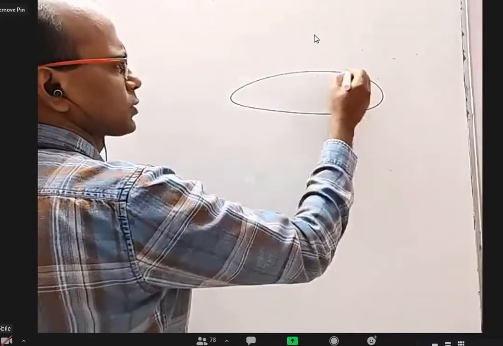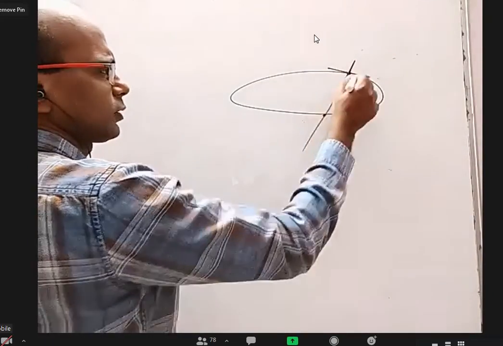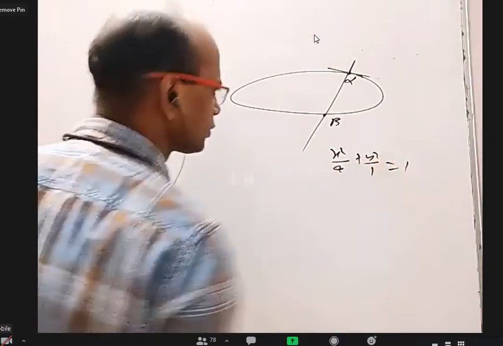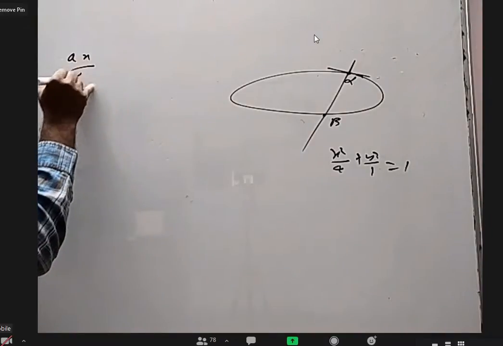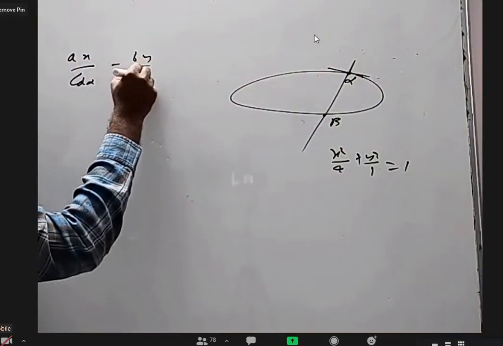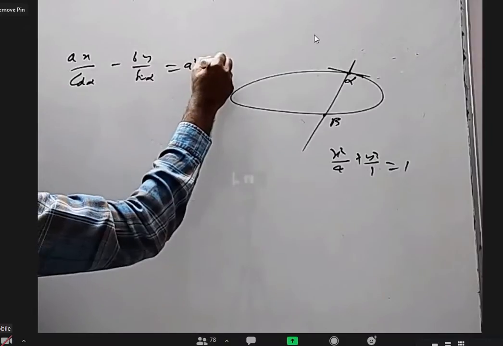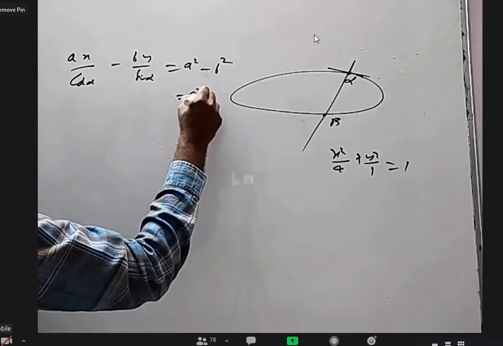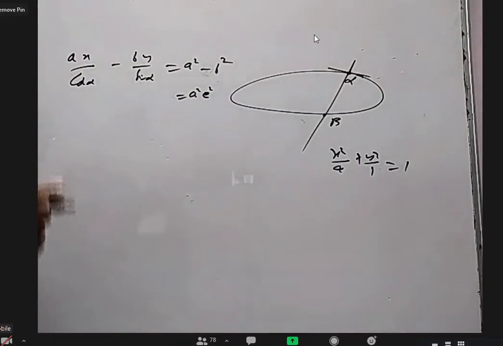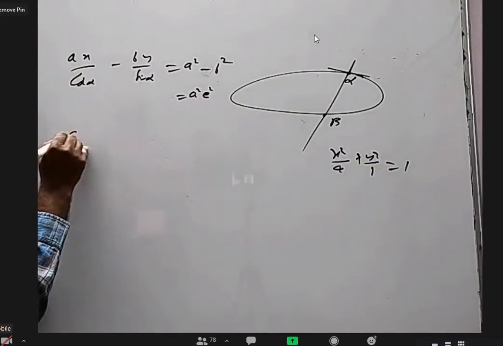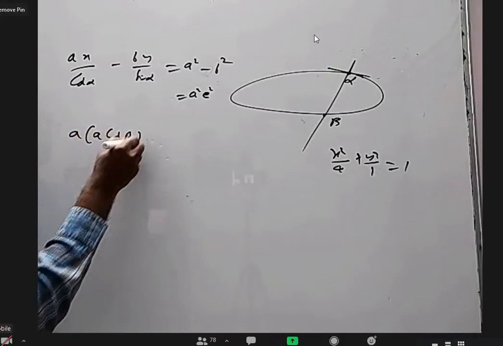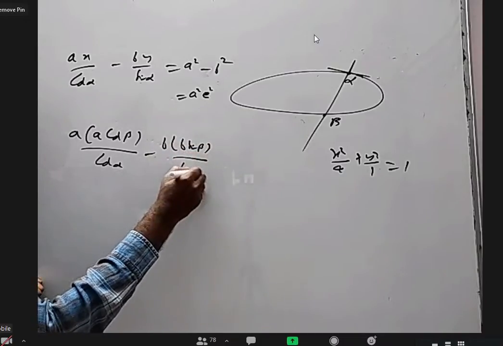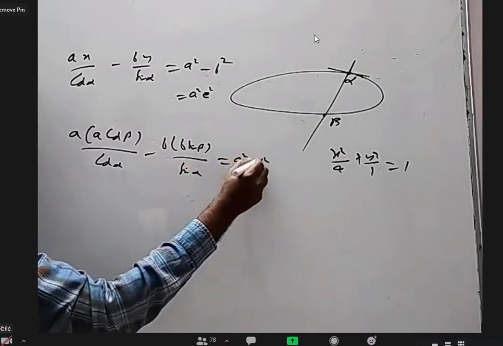Okay, we have an ellipse, and at some point, if you draw a normal, this is alpha, this is beta, and it is x square by 4 plus y square by 1 equal to 1. The general normal is ax by cos alpha minus by by sin alpha is equal to a square minus b square. It should pass through a cos beta, b sin beta. So when I substitute that, a into a cos beta by cos alpha, b into b sin beta by sin alpha is equal to a square minus b square.